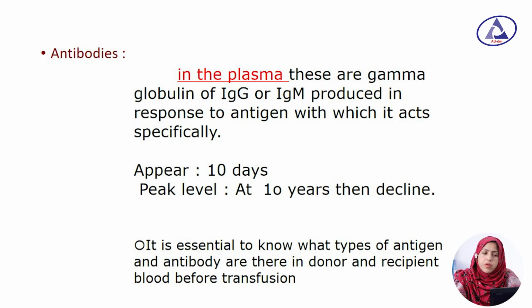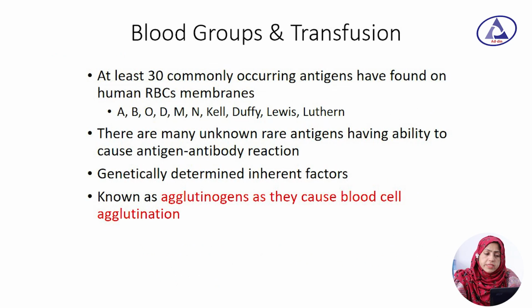And what do you mean by antibodies? Antibodies are gamma globulins present in the plasma, produced in response to antigen, which act specifically. They appear in the 10 days of intrauterine life, and rise to peak level at 10 years, and then decline. It is essential to know what type of antigen and antibody are there in donor and recipient. At least 30 commonly occurring antigens have been found on the human RBC membrane: A, B, O, D, M, N, Kell, Duffy, Lewis and Lutheran.